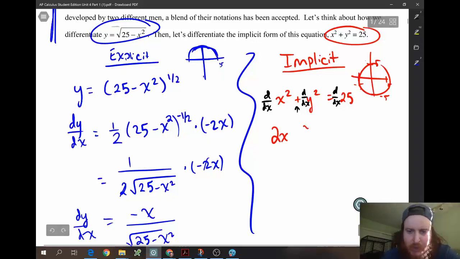Then plus, now this is where we are going to write it. We're going to write plus 2y, and this is where we're going to do times. The chain rule would give us dy dx. Okay, and then the derivative of 25 as a number is 0.